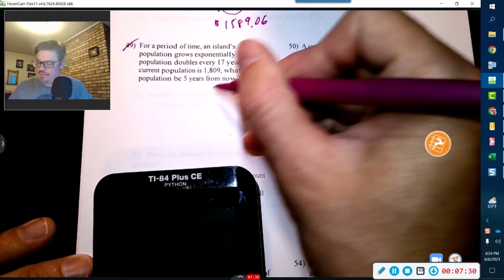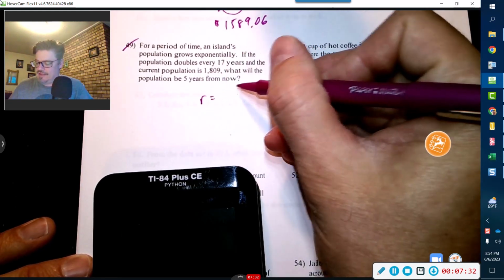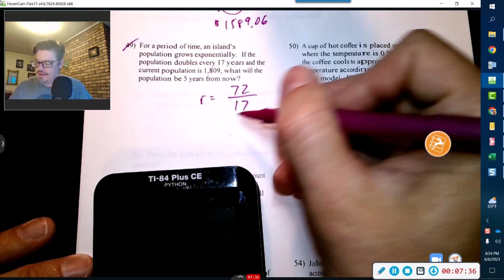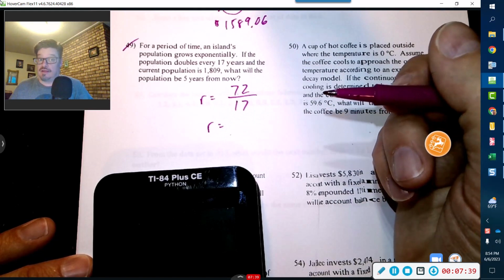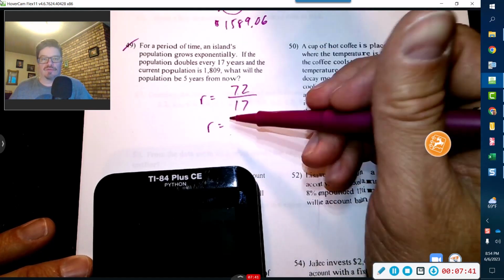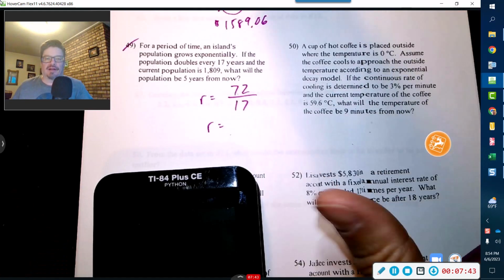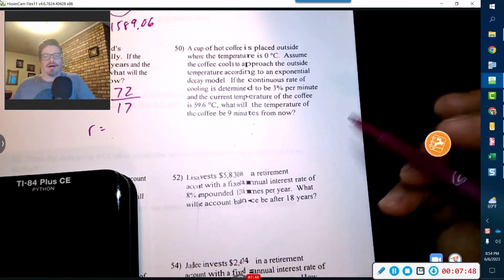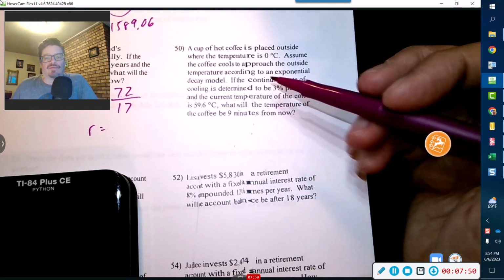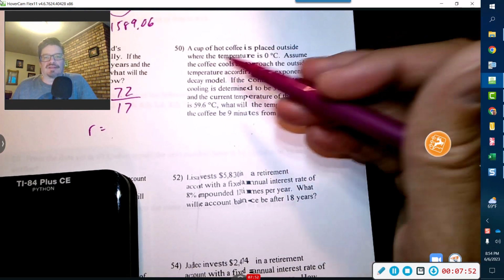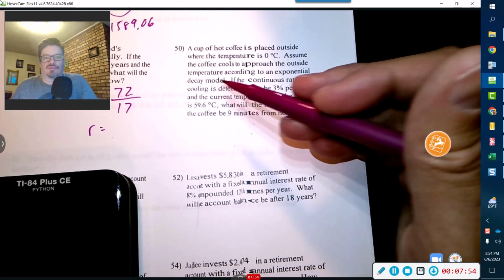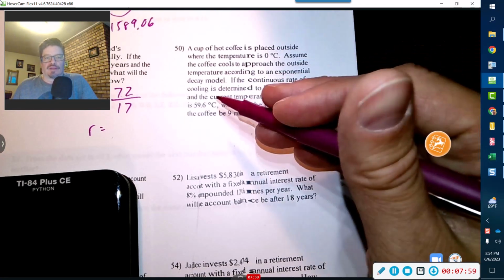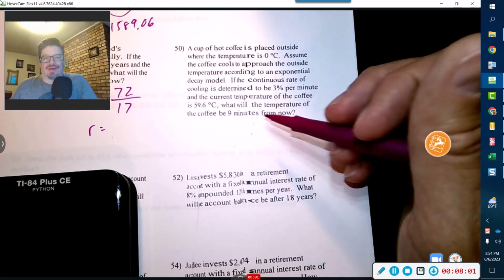You know, the rule of 72 says that if you took the 72 and divided it by the number of years, you'd actually get the rate, and then you would use the rate for that. But, you know, whatever. It's okay. We're not going to do the rule of 72. That's new information. All right, well, let's see if we can do this. A place outside, temperature is 0. Assume the coffee cools to approach the outside temperature according to an experiment. The continuous cooling is determined to be 3% per minute, and the current temperature is.